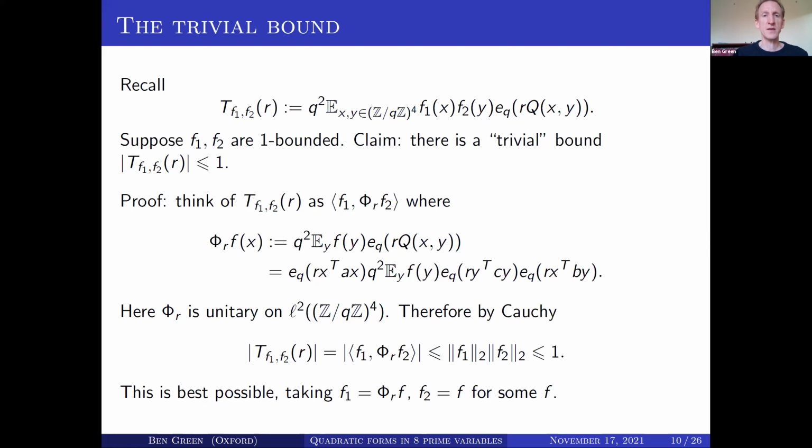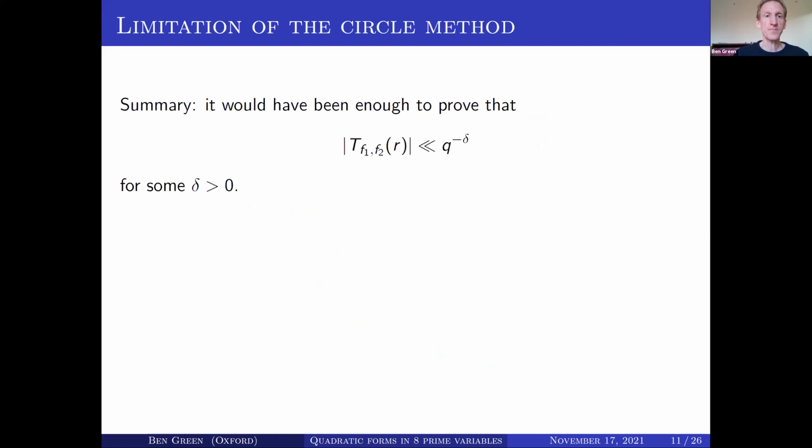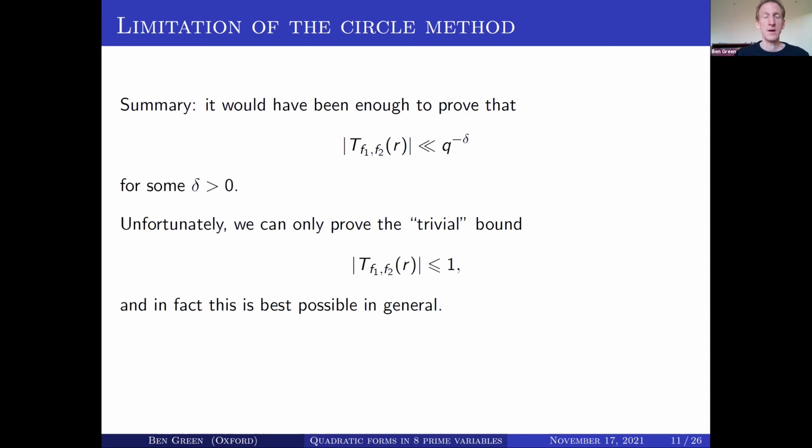So let me summarize where this puts us. I had stated, suppressing quite a lot of computations, that it would have been sufficient for us to get this q to the minus delta bound on these exponential sums t for some positive delta. Unfortunately, we can't do that. All we can get is the trivial bound that those exponential sums are less than or equal to 1. And that's best possible in general.